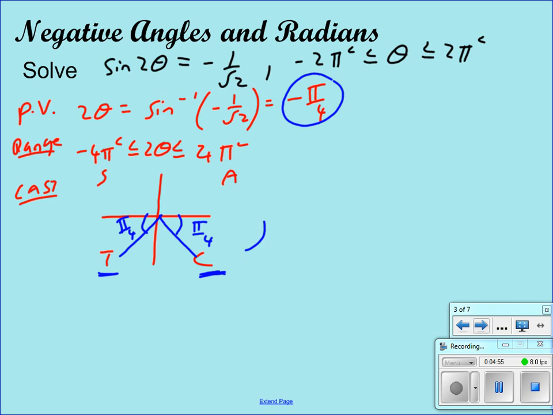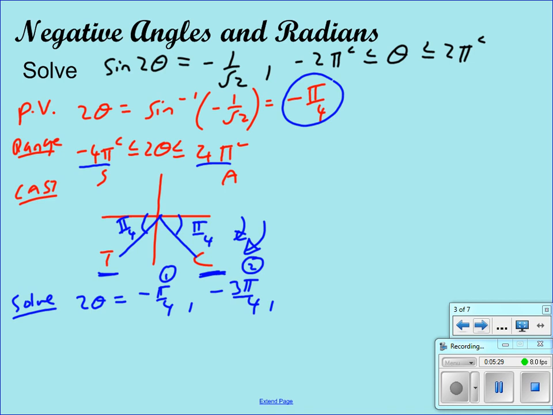So this is going in a clockwise fashion, isn't it? And because my range goes between negative 4 pi and 4 pi, I can continue down this clockwise route. So if I solve, I get 2 theta equals, going clockwise, minus pi over 4, that's our first solution. And then this one here is minus pi plus pi over 4. So this gives me minus 3 pi over 4. So that's solution number 2.